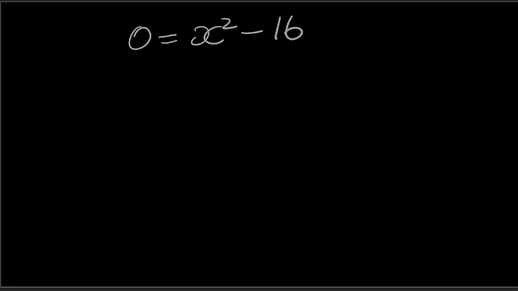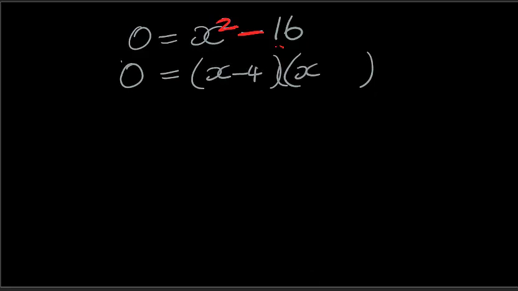I noticed something about this relationship because this is very, very special, right? I can see a difference and I can see a square, and I know that this is a square number as well. So I have difference of squares. 0 is equal to 2 brackets. The first one is x minus 4 and the second one is x plus 4.